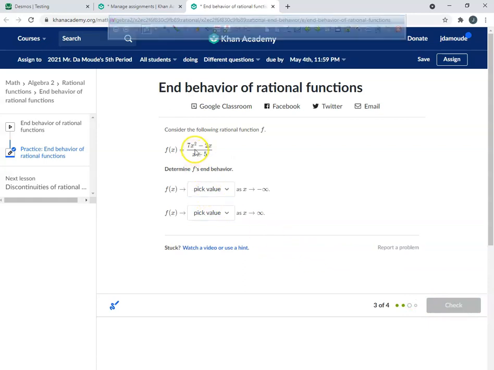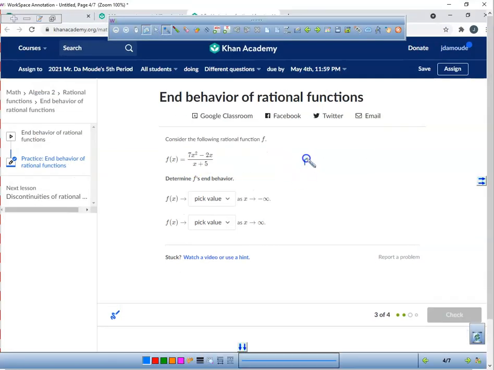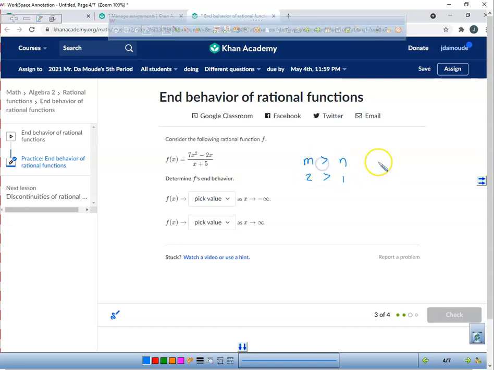Now, let's take a look at this. Is there going to be a horizontal asymptote right here? No, there's not. Why? Because what's my m value? 2. What's my n value? 1. 2 is greater than 1, so there's going to be no horizontal asymptote. Okay? So would you guys go ahead and type that in exactly as it appears?